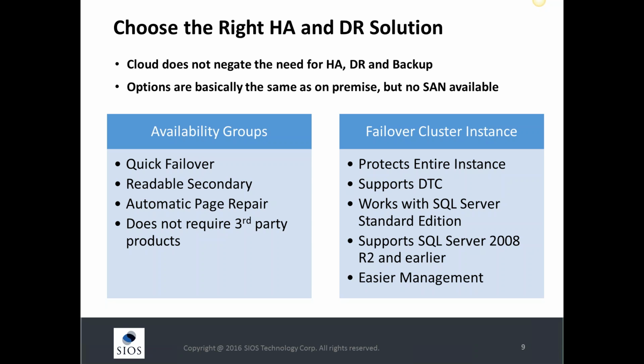So if your application requires support for distributed transaction coordinator, failover clustering is the only way to go for a high availability solution. It also works with SQL Server Standard Edition. So SQL Server Standard will support a 2-node failover cluster, so it gives you high availability at a fraction of the cost. The difference between standard and enterprise can be quite substantial, so you're going to have a cost savings there. And then if you still have applications that require SQL Server 2008 R2 or earlier, before availability groups were an option, you can build failover clusters. Failover clustering has been around forever. That's the de facto high availability solution, so that still works today in the cloud.